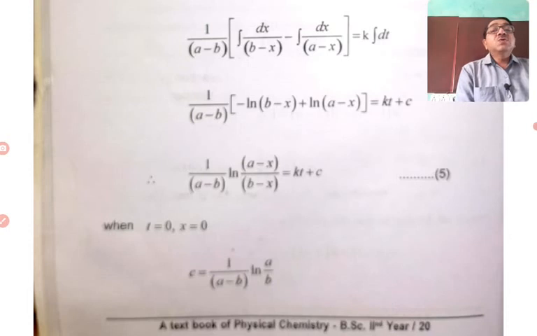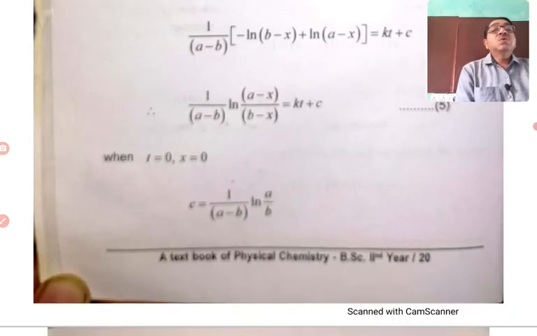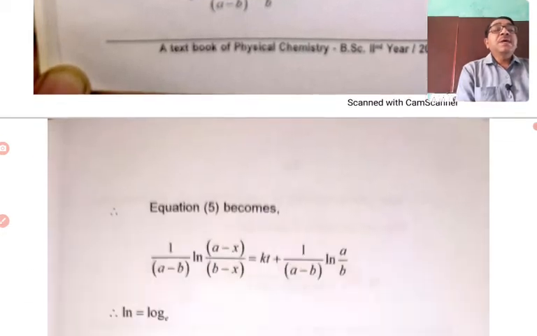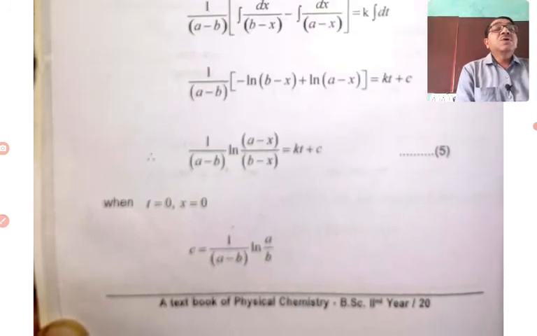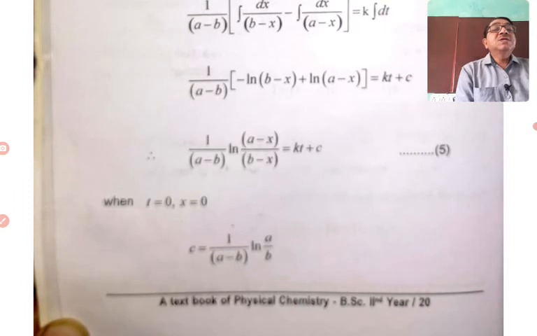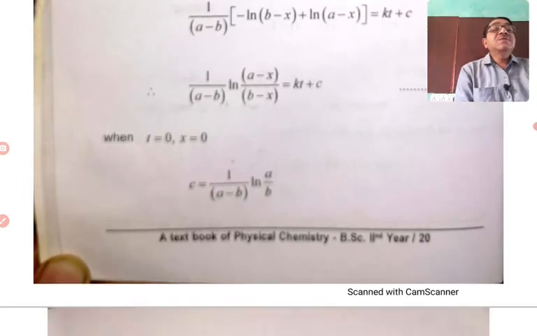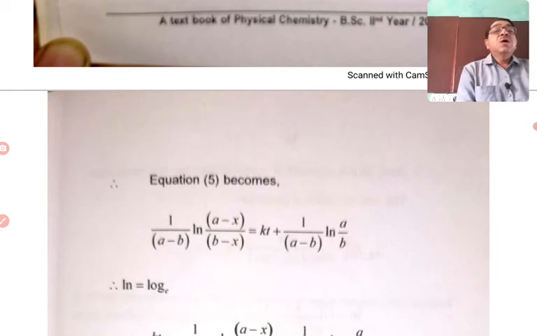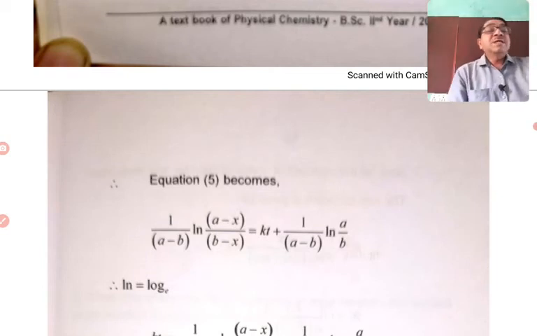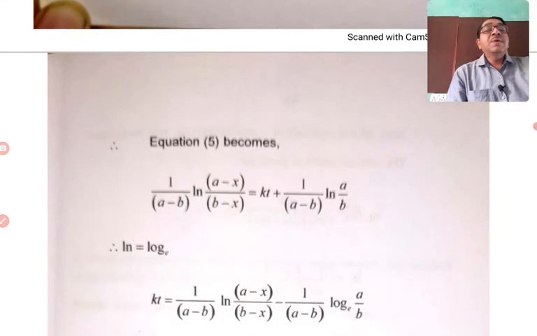When t is equal to 0, x is equal to 0, so c is equal to 1 upon (a minus b) log a upon b. Now, considering the value of this c and placing it in equation 5, equation 5 becomes 1 upon (a minus b) log (a minus x) upon (b minus x), that is equal to kt plus 1 upon (a minus b) log a upon b.